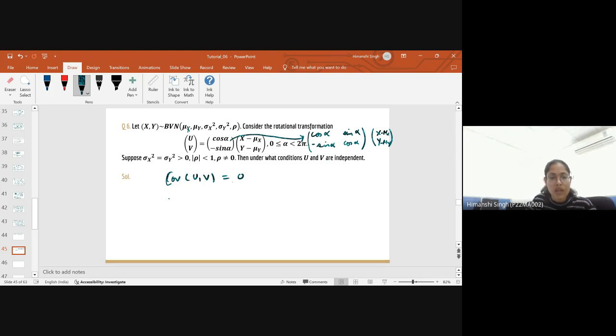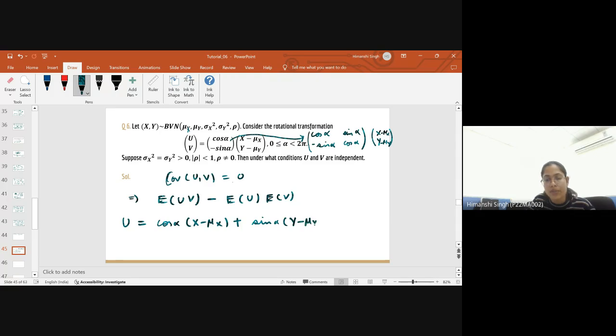Okay, so we'll consider the covariance of u comma v. Now the covariance of u comma v is what? Expected value of uv minus expected value of u into expected value of v. Okay, now for this, first of all, find out what u is and what v is. So if I do the matrix multiplication, then this into this, that is cos alpha into x minus mu x plus sin alpha into y minus mu y.